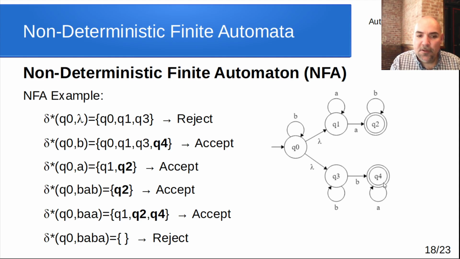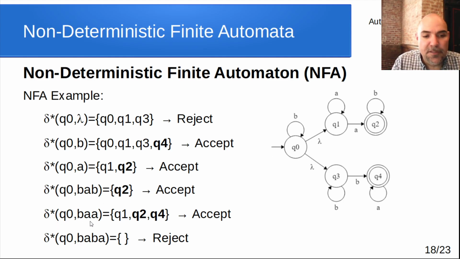But from 1, 2, and 4, I now have another B that I have to process. So 1, 2, and 4 on a B. What are all the places I can get to from those on a B? Only Q2, because there's nothing here labeled B. But Q2 has one labeled B, and that one goes back to Q2. So just Q2, but since it's final, we accept.